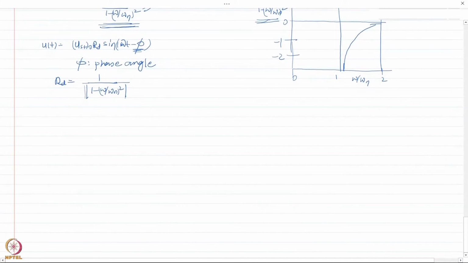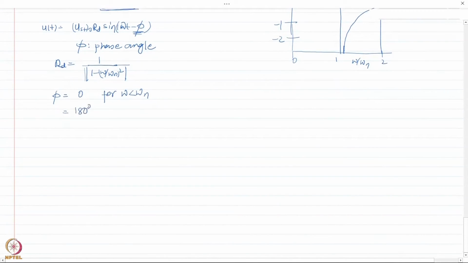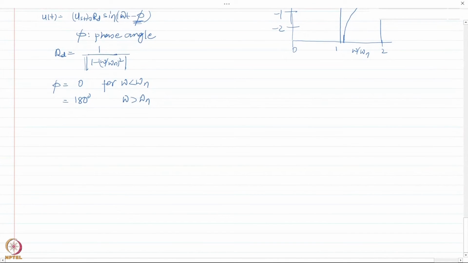Now I'm defining the phase angle phi as equal to 0 for omega less than omega n, and equal to 180 degrees for omega greater than omega n, which makes sense if you look at it. Here I would again have the same expression. Let me first write this as dynamic displacement times sine of omega t minus phi. Remember that this is always positive because I'm already considering the magnitude.